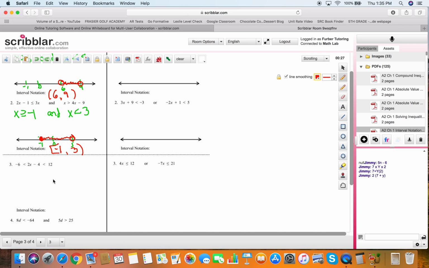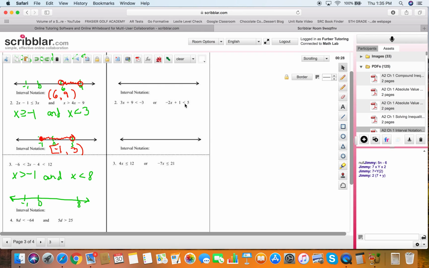All right, and then number 3, our two solutions were x is greater than negative 1 and x is less than 8. And so we had our graph. Sorry, I guess that one was not drawn in. And we had a negative 1, a 0, and an 8.